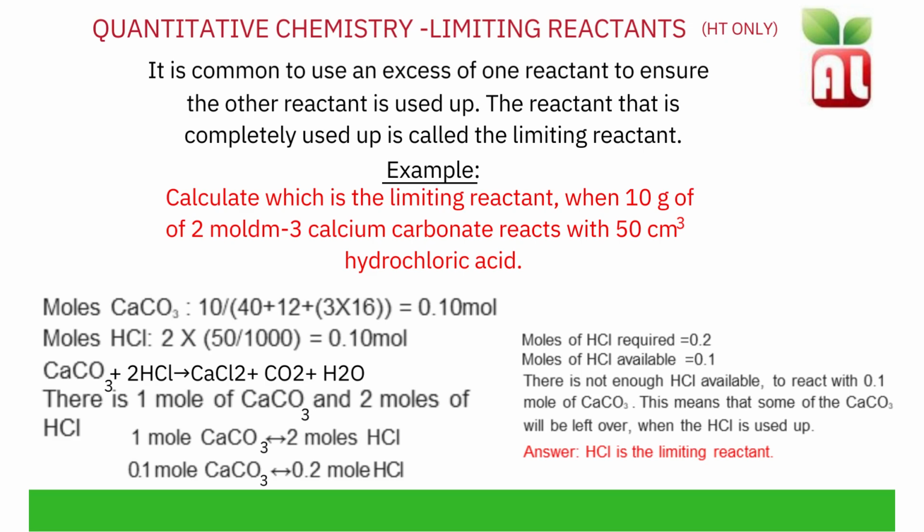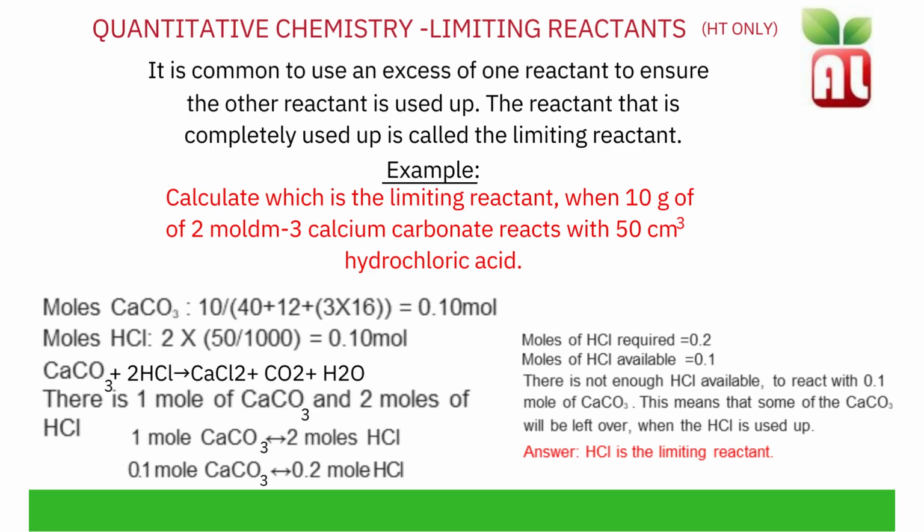To now see which is the limiting reactant, you write the balanced equation. CaCO3 plus 2HCl forms CaCl2 plus CO2 plus H2O. This is a neutralization reaction. Calcium carbonate is a base. When a carbonate reacts with an acid, you produce salt, carbon dioxide and water. There is 1 mole of calcium carbonate and 2 moles of hydrochloric acid, the ratio being 1-to-2.